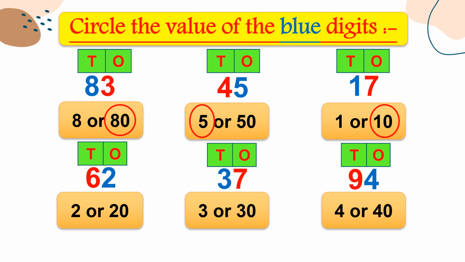Okay, then I have here 62. I put one sentence, then 2 is the blue digit. Does 2 take 0 or no? The value of 2 is what? 2. I have 37, put one sentence, then the blue digit is 3, so 3 takes 1 0, the value of 3 is 30. The last one, I have 94, the blue digit is 4, so the value of 4 is 4.